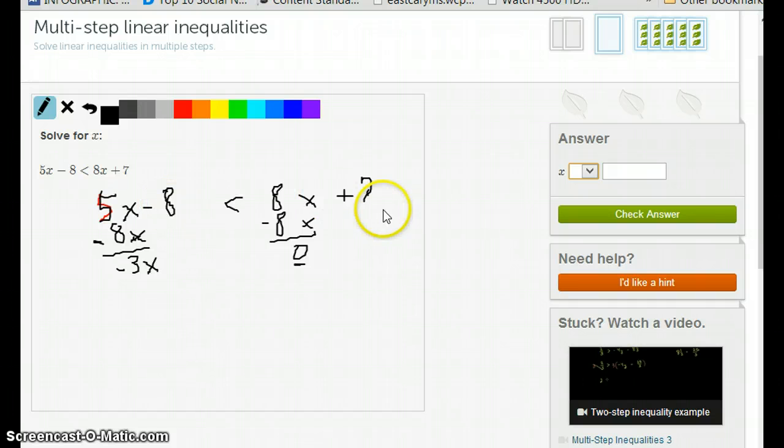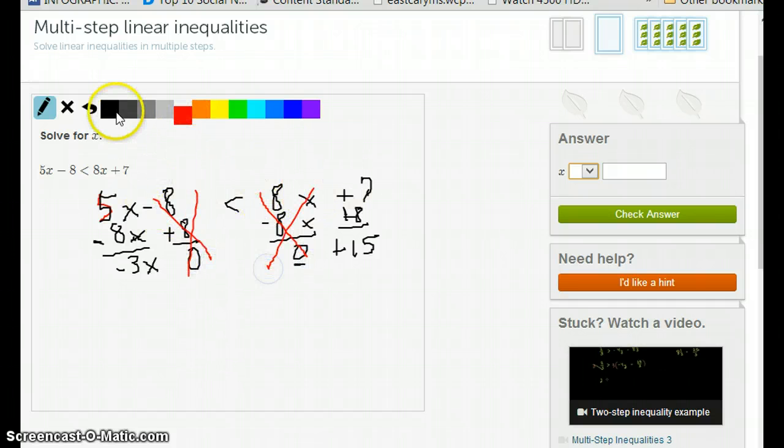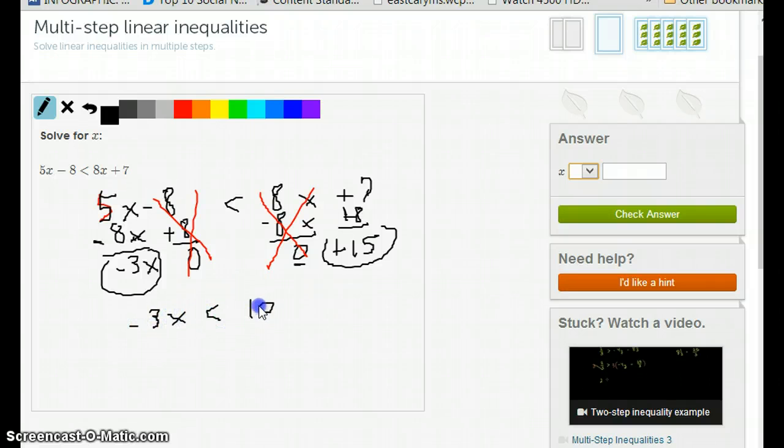Now we want to get all the other numbers to the right side, so we're going to add 8 here to cancel out the minus 8. Add 8 here to add to the 7, and so we get a 15 here. Negative 8 plus 8 is 0. Okay, so these terms are completely zeroed out. We ignore those. What are we left with? Negative 3x and 15. So we'll put negative 3x is less than 15.